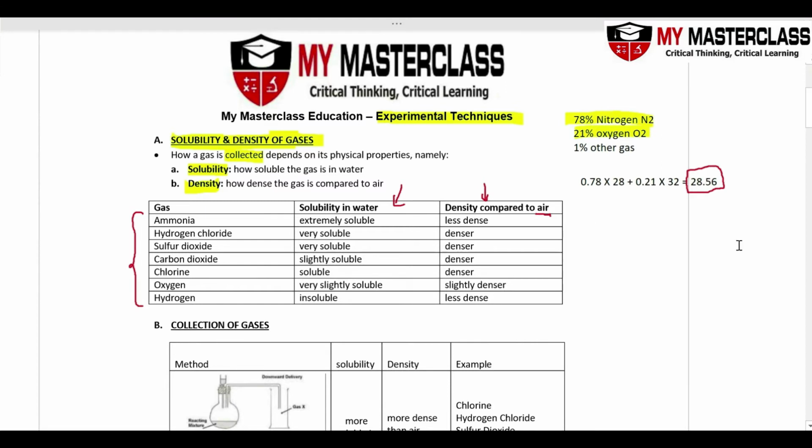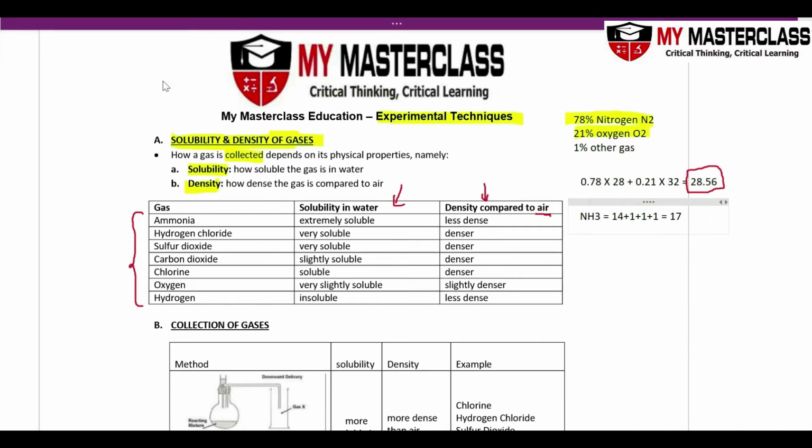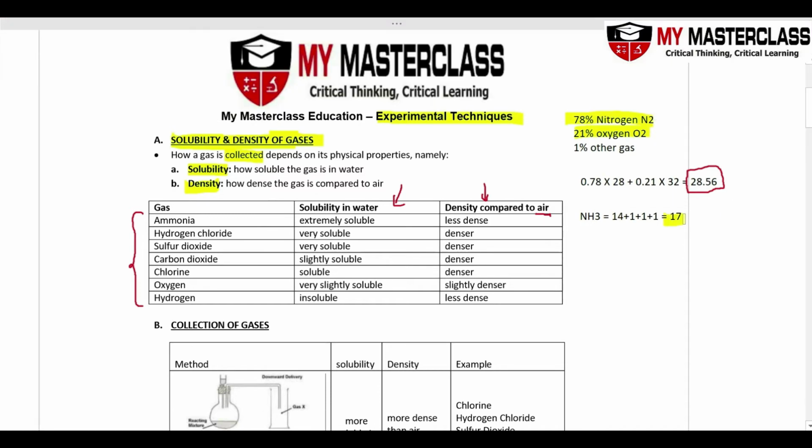Then let's look at each of these gases. We have ammonia, NH3. I add up all the relative atomic masses: nitrogen is 14 plus 1 plus 1 plus 1, so the total is 17. From this value, I can see that ammonia is less dense than air. Using the same logic, I can count the relative mass of all the gases.